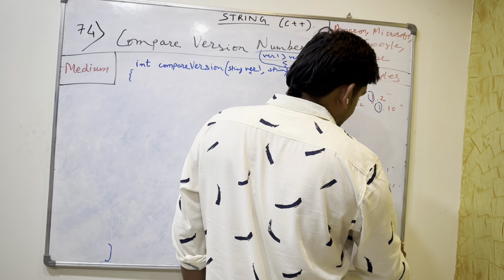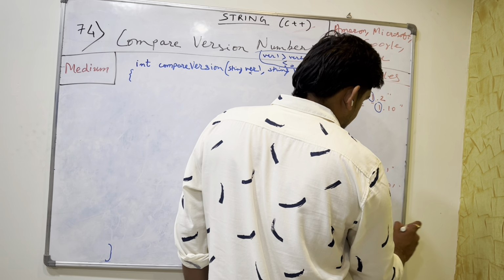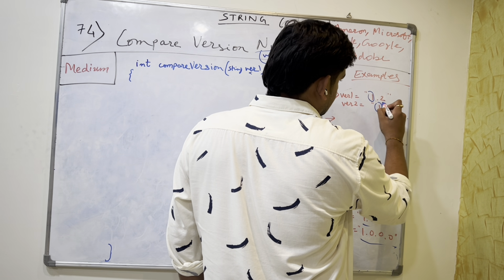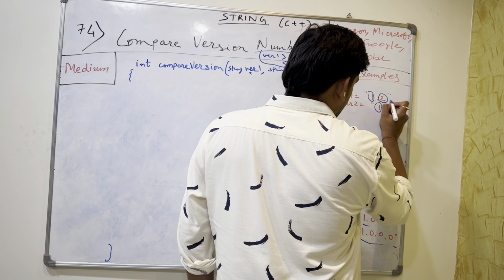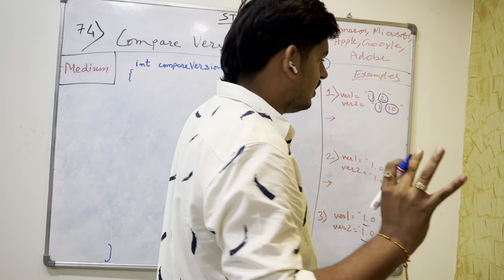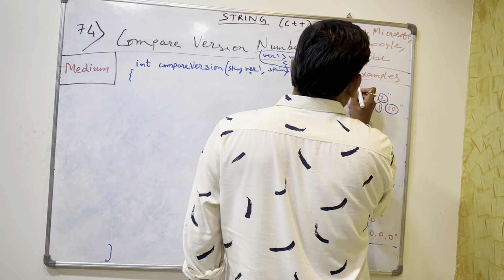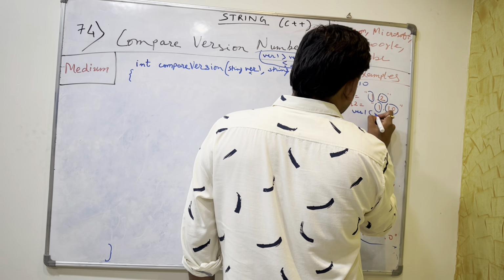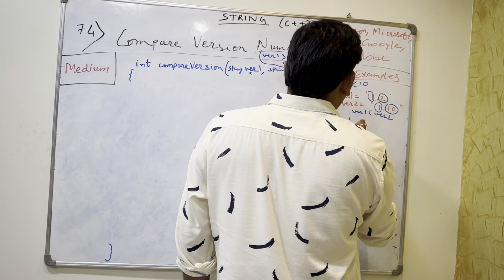Here there are 4 revisions and there are only 2 revisions here. One and then the second. So this 2 and 10, we need to compare individually. Which is greater, 2 or 10? Of course 10 is greater, right? So since version 1 is less than version 2, we will be returning -1.